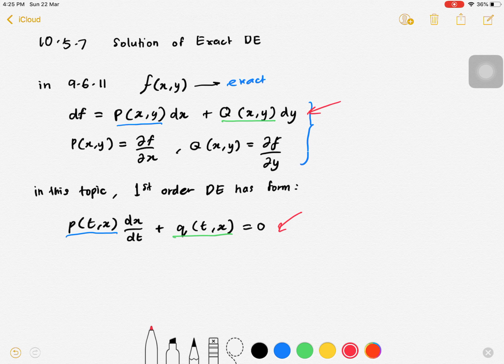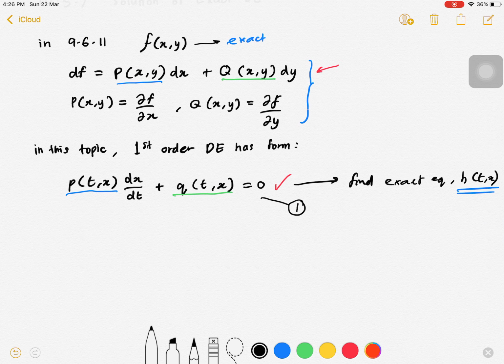Almost similar, but a little different, of course, because this one is a differential, and the one that we are learning right now is a DE, differential equation. So this is the common form of a first order differential equation, and from here we want to find the exact equation, which is h(t, x). So we want to find h. Let's say this is equation 1.